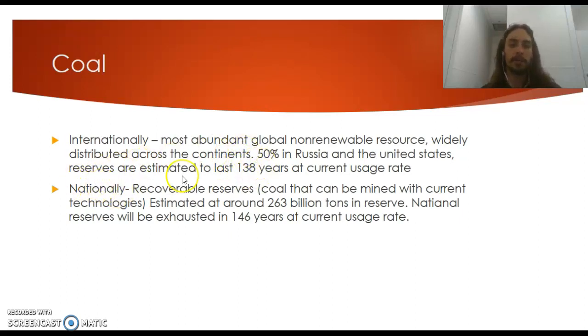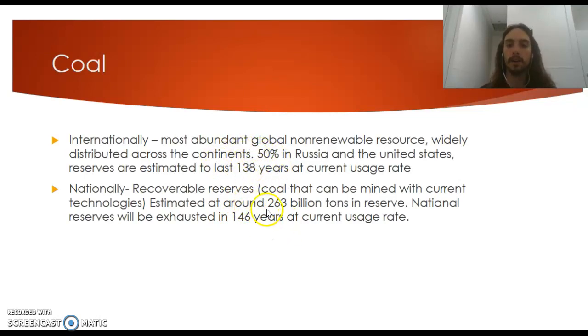Nationally, coal reserves are going to be called recoverable reserves, which is just coal that can be mined with current technologies. So our recoverable reserves are estimated to be around 263 billion tons. So it seems like a lot. I spelled national wrong here, but it seems like a lot, 263 billion tons. But if we stop exporting coal and we just use it for our current energy needs, we're going to lose all of our coal in about 146 years. So this number is going to go down drastically since this number is going to go down as well.